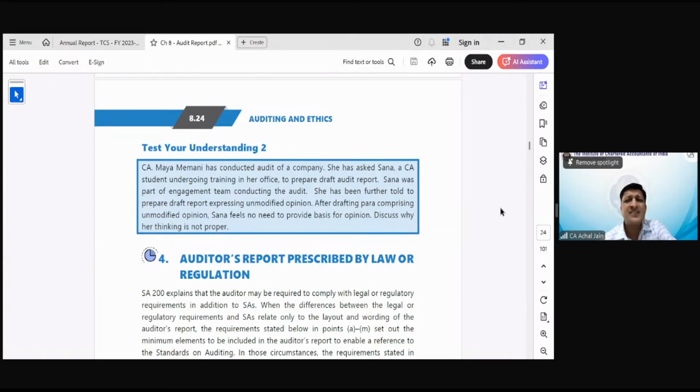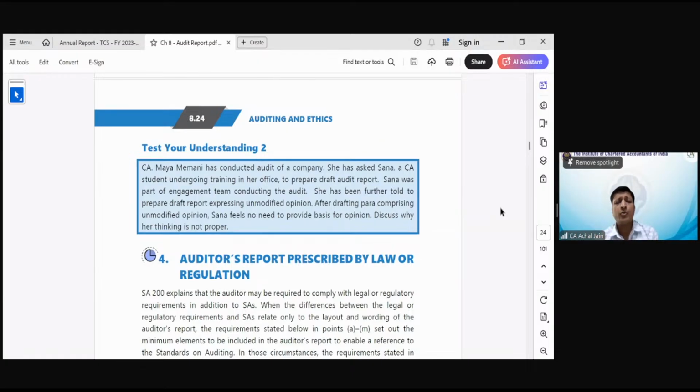Okay, so Sana thinks that if the opinion is clean, why do we need to get into the basis unnecessarily? Unnecessarily, you are just dragging the report. Unnecessarily, you are including different items therein. Okay, it becomes a very long document for any user to read. So, do you think that her understanding is correct?